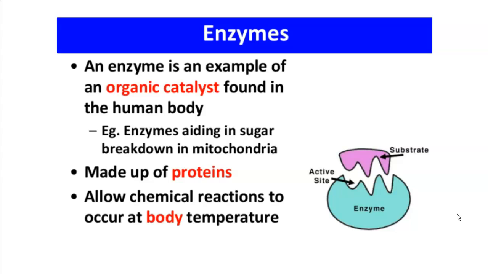We have enzymes in our body that break down carbohydrates, so big sugars, so that it can go into the mitochondria as glucose to do cellular respiration. Enzymes are made up of proteins, and their role is to help our body create those chemical reactions to break down our food at body temperature.